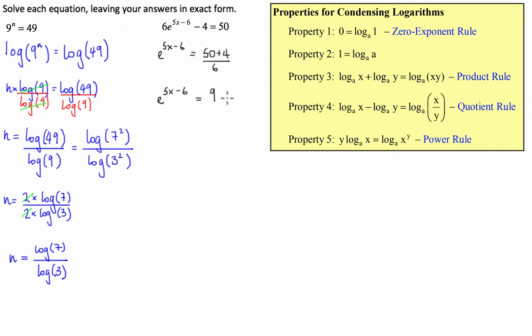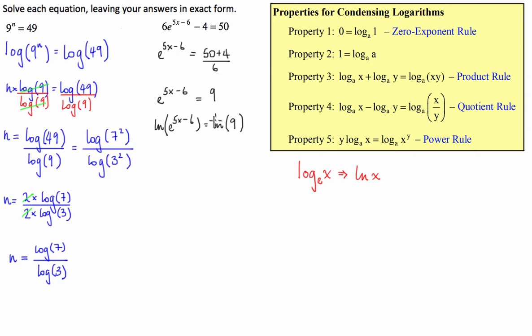Now from here, guys, I'm going to take the natural logarithm of both sides. So hopefully you guys are well aware, we can put this as another property of logs or just a shorthand for logarithms. Log to the base e of x can be written as simply ln of x. So I'm going to take the natural log of both sides. So rather than base 10, I'm going to use base e. ln of e to the power of 5x take 6 is equal to ln of 9.